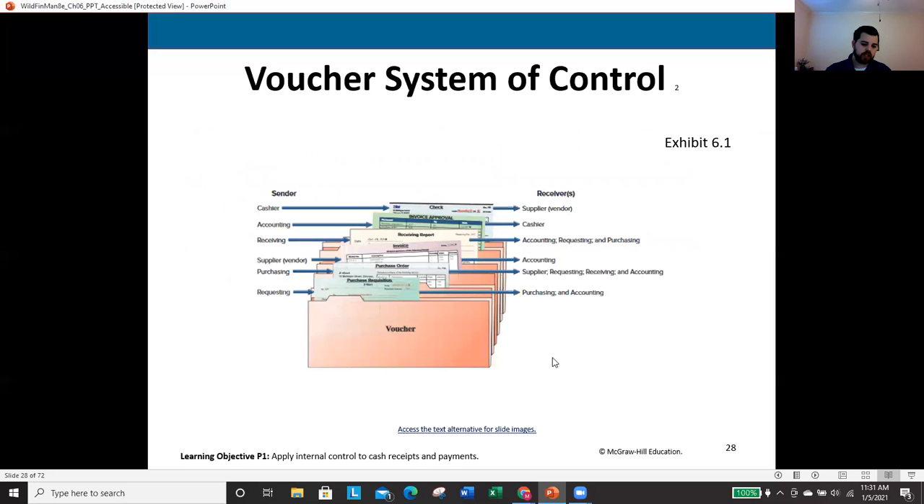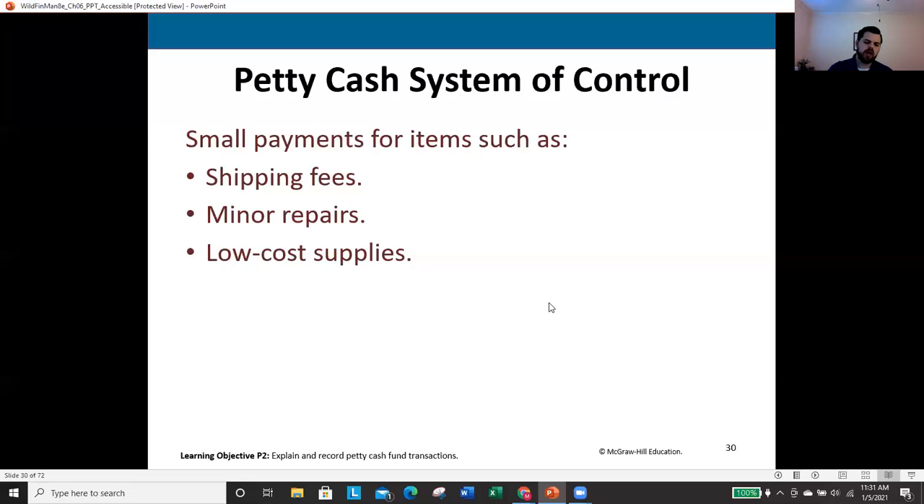So here's a bunch of categories. This exhibit is, of course, in the textbook. It's exhibit 6.1. Feel free to look it over. I'm not going to have you label all of this or something crazy on the exam. So I wouldn't dwell on this, but if you do want to look at it, it is fine to do so. Next, we want to deal with this idea of petty cash.